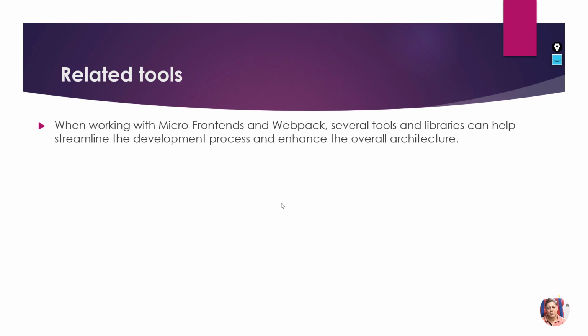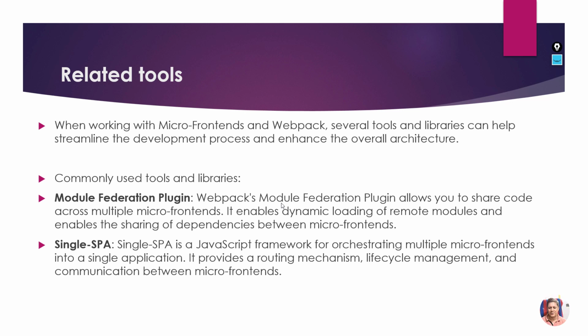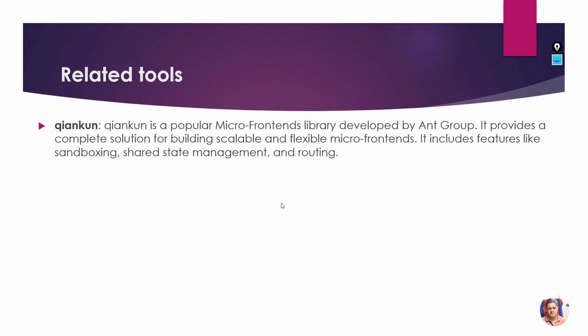So let's talk about the overview. When working with Webpack and micro frontends, there are so many tools and libraries which can streamline the development process. Commonly used ones include the Module Federation plugin, which is used to connect two micro frontends, as I already told you. And you can have the single-spa framework implementation using micro frontends and Webpack. What is a single-page application? It's very straightforward: the page will not reload and it will work on the same page. That's the reason it is very fast. React.js is very fast because of the single page application implementation.